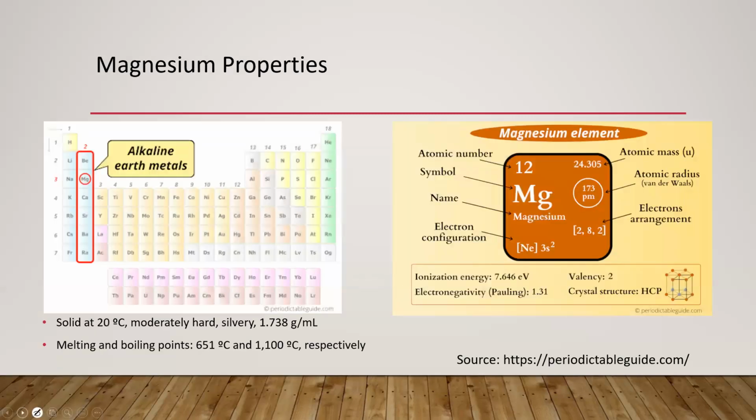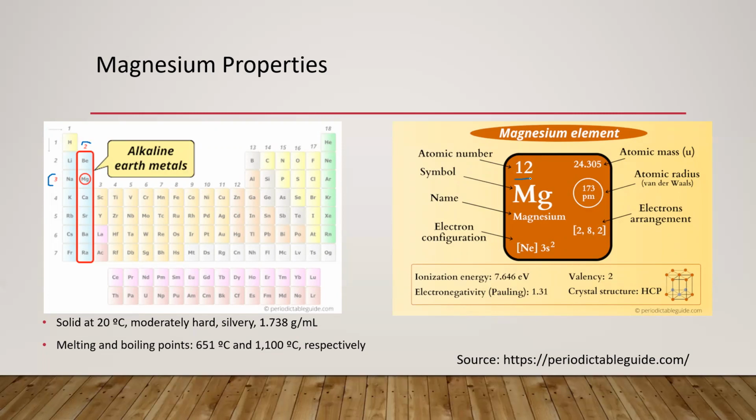Okay. So the element is in the third period of the periodic table, group 2, and it has 12 electrons. The atomic number is 12, which means 12 protons. And because it's a neutral element, it also has 12 electrons.